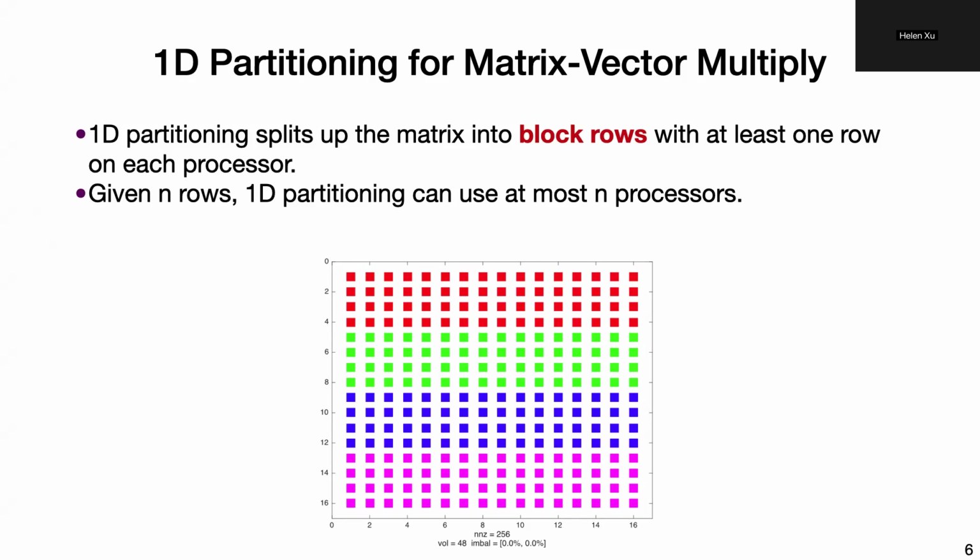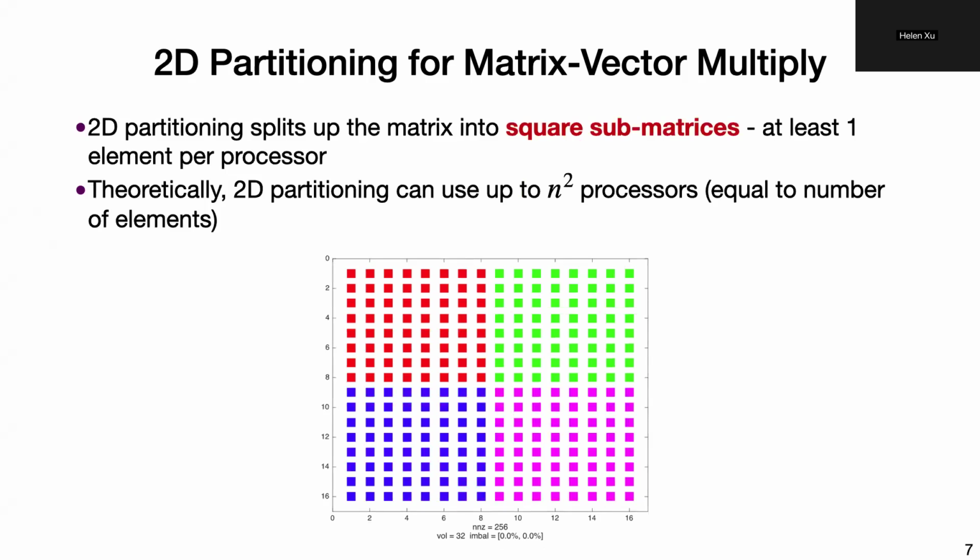If you have n rows, you can use at most n processors with 1D partitioning, because every processor has to do at least one dot product. And the different colors are just, if you have 4 processors, this is how you cut it up. So that is 1D partitioning.